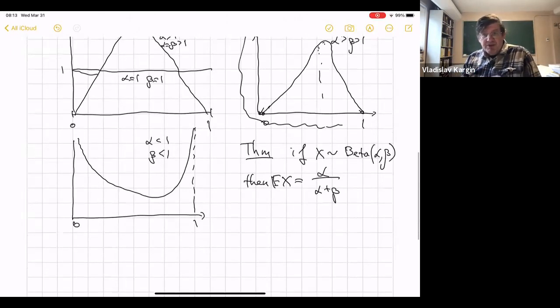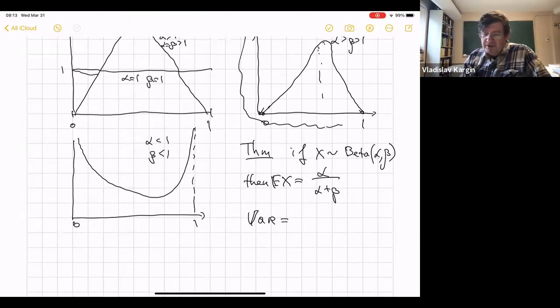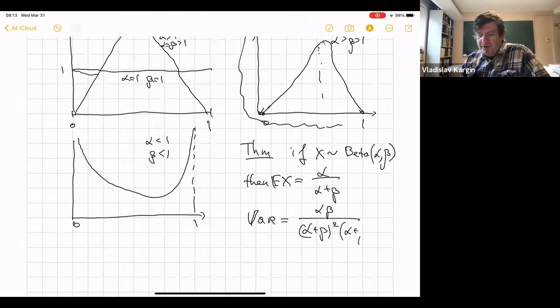Okay, so this is the expectation, alpha divided by alpha plus beta, very easy to calculate. And the variance is a complicated formula which I write, but I'm not expecting that anyone remembers it. It exists. So it's alpha beta divided by alpha plus beta squared, times alpha plus beta plus 1.